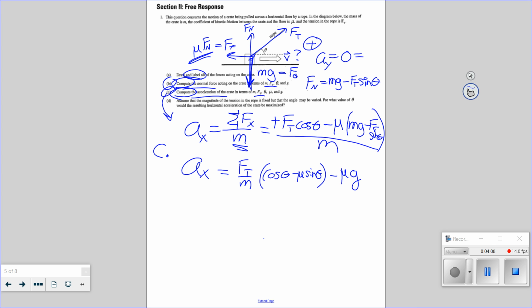Assume the magnitude of the tension is fixed, but the angle may be varied. For what angle would the resulting horizontal acceleration of the crate be maximized? Oh my goodness. A max. Does it have a simple answer? Can we calculate it? Should we take derivatives? Let's see what they say. This doesn't come up a lot. I could solve for a_x equals 0. Would that be the simplest? It would depend on what mu is.